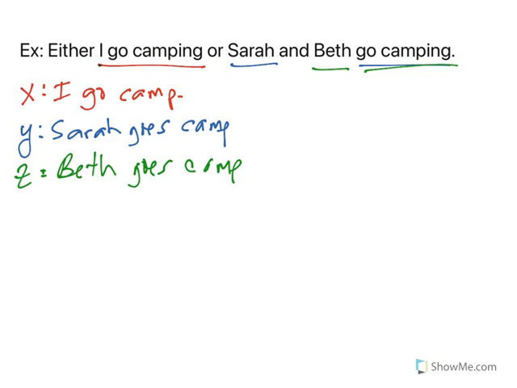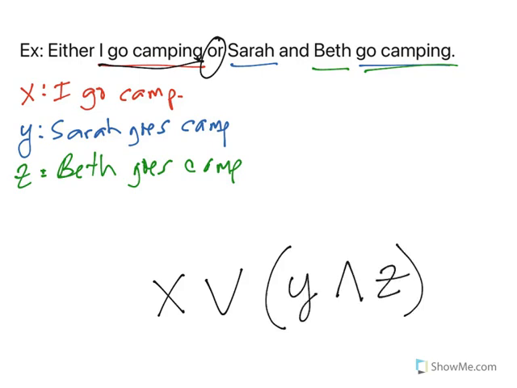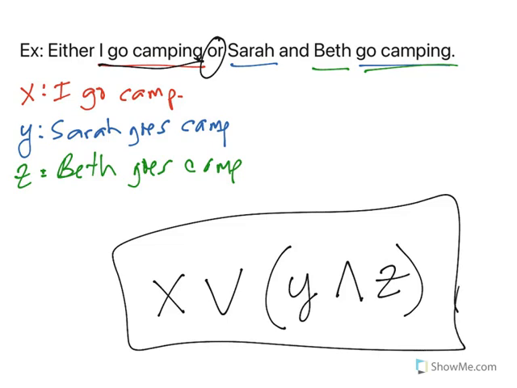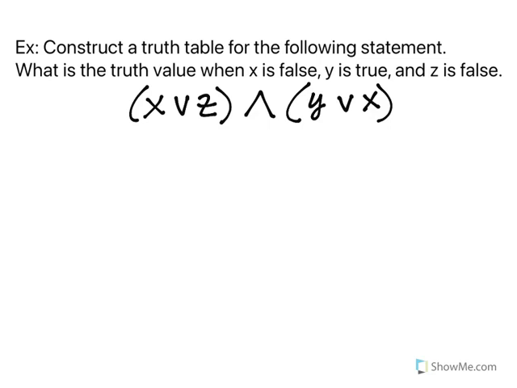First it says either I go camping, that's X, or, symbol, Sarah and Beth go camping. So this is the symbolic form of that statement, right? Because we have either I or Sarah and Beth. Well, let's go ahead and make a truth table for this piece. Now, we have three things. Remember, if you've watched an earlier video, whenever we're thinking of how many lines I need, I always start with a 2. And because I have three statements, I would take 2 to the third. I need 8 lines.